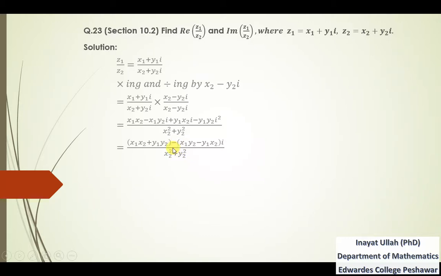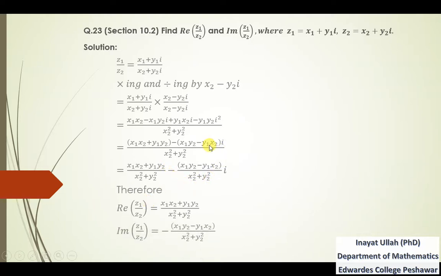And splitting this number into real and imaginary from here, this by that minus this by that into iota. So that is the answer of z1 by z2. So the real part of z1 by z2 is this one, and the imaginary part of z1 by z2 is this one with negative sign.